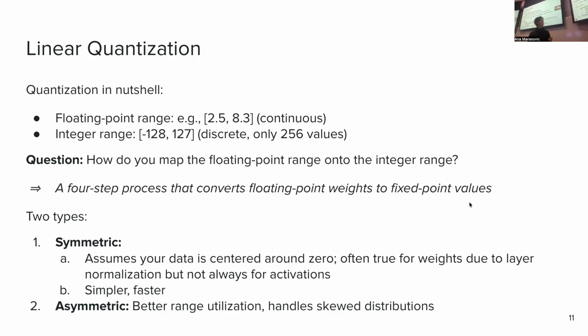It's a no-brainer. Okay, so in a nutshell, we have some floating point range. Let's say we have numbers in this interval, what did I make up, 2.5 to 8.3. And we want to basically scale all those numbers into a set of discrete points that are also within a certain range, such as if we work with, what is it?